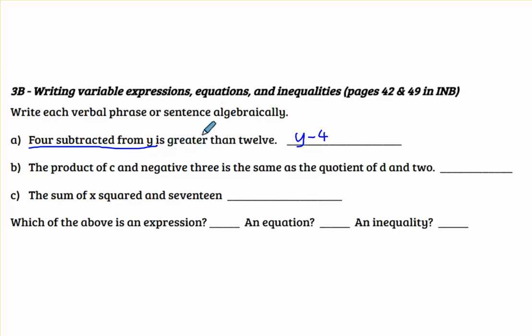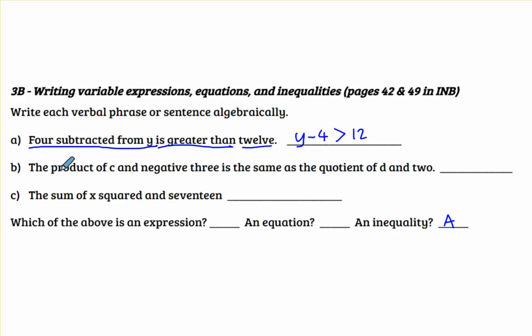Then we have is greater than 12. Well, is greater than is the symbol that doesn't look like my boyfriend. It looks like this. It's not looking like an L. And then we have 12. So we would have y minus 4 is greater than 12. Since it has this symbol, it is an inequality. So A would be the inequality.